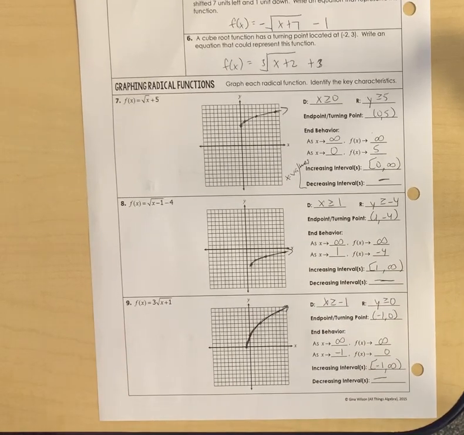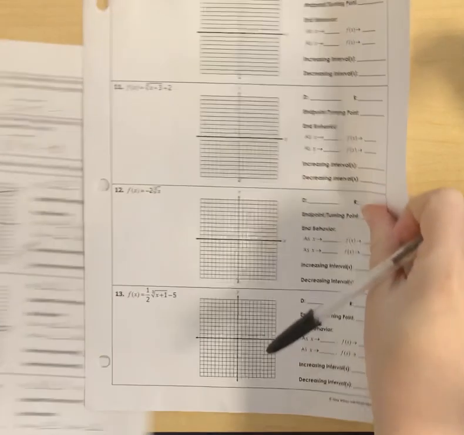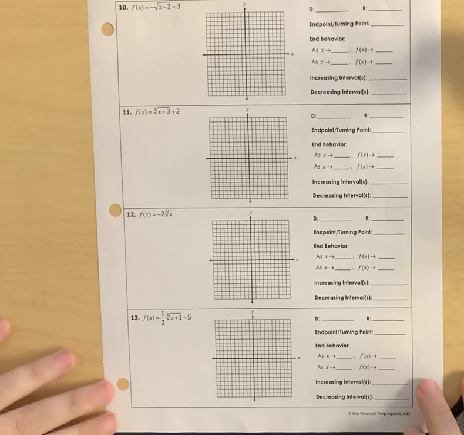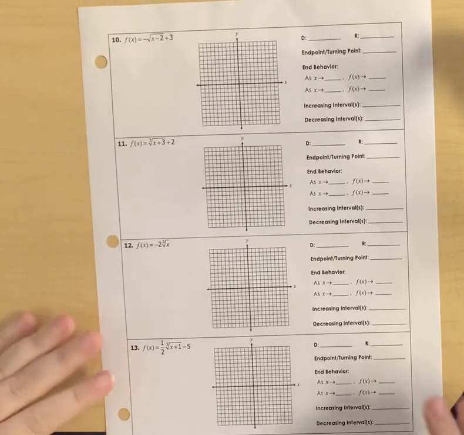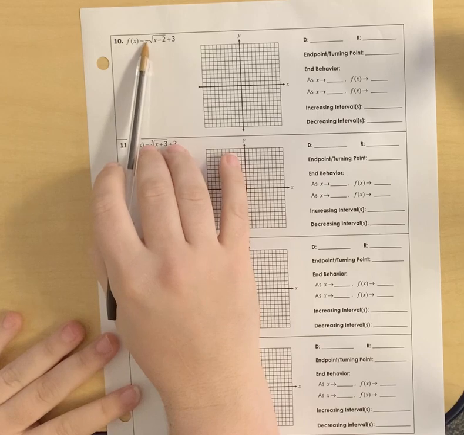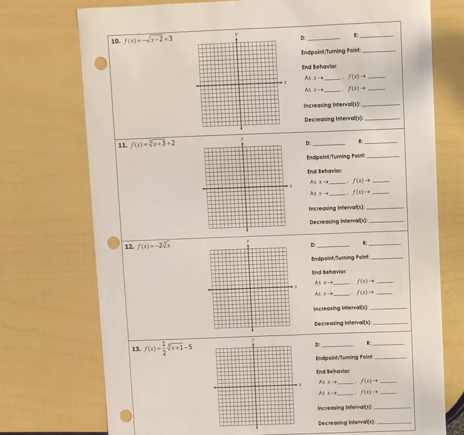All right, let's look at the next one, the next sheet. Okay, so number 10. You want to type that in on your y equals and then go to your table. Because it has a negative at the front, it's going to flip the graph down.